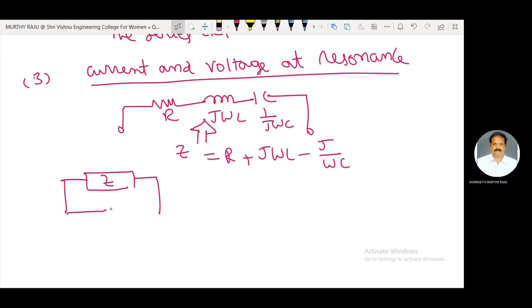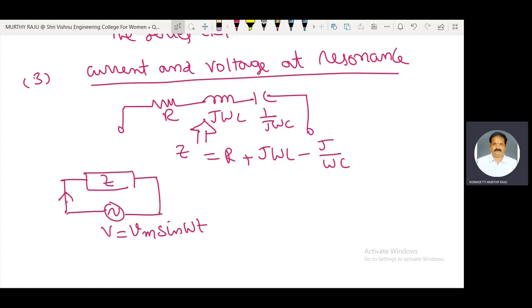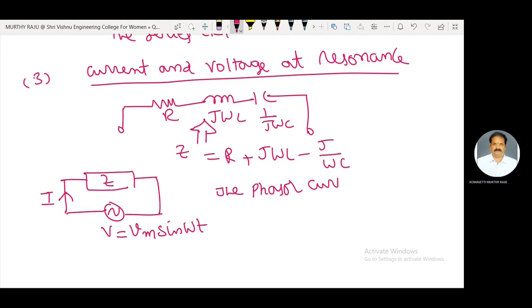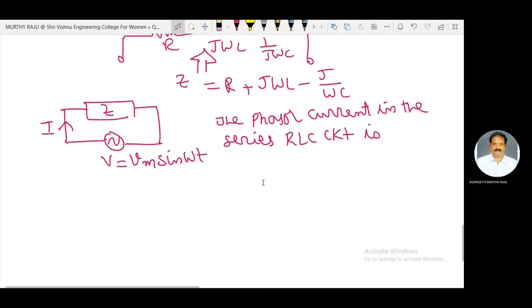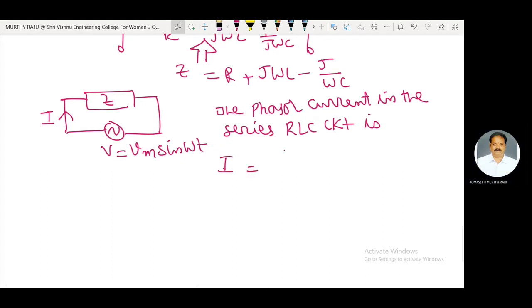V volts are applied to this series RLC circuit. V is equal to Vm sin omega t. The current obtained from V is I. The phasor current in the series RLC circuit is I is equal to V by Z.